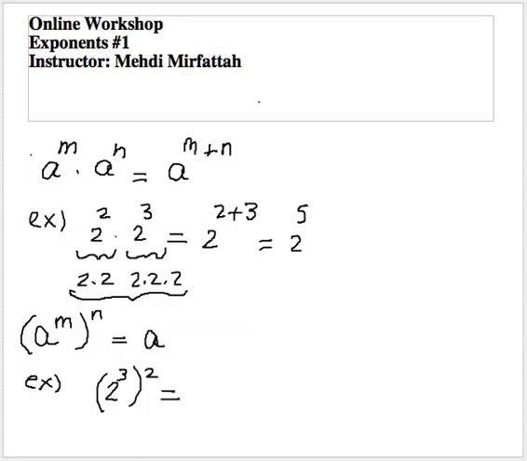Here, if you have 2 to the power of 3, and then the whole thing is to the power of 2. That's what we're looking at, Barbara. The first one, we have, if I have a to the power of m times a to the power of n, we established that would be a to the power of m plus n.